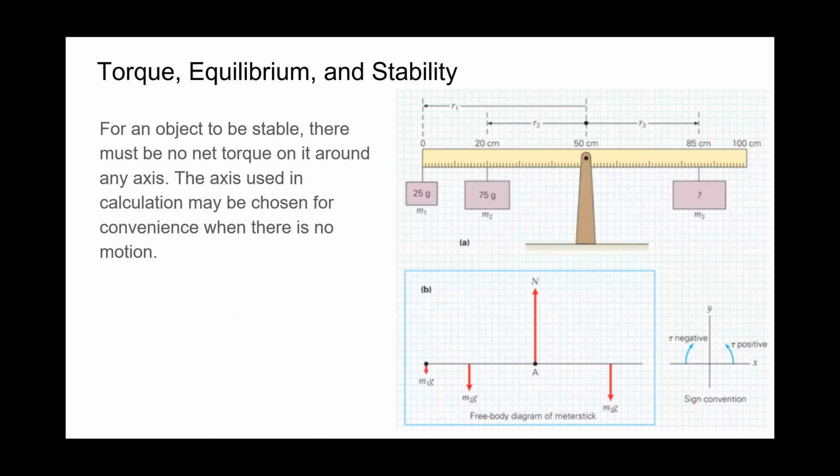If we say that an object is stable, then there must be no net torque working on it around any of the axes. The axis used in calculation may be chosen for convenience when there's no motion. So for an object to be stable, there should be no net torque working on it around any of the given axes.